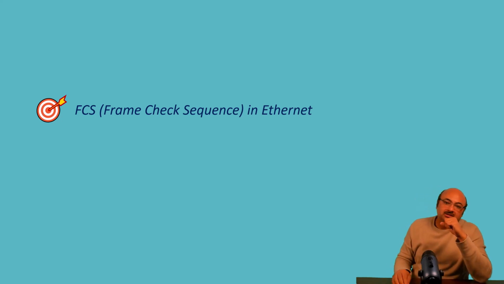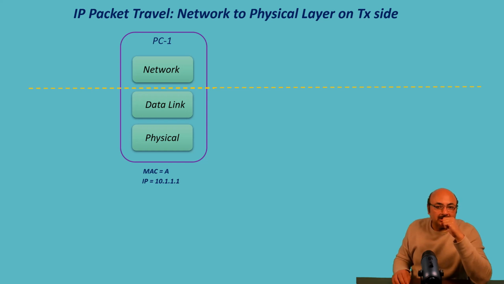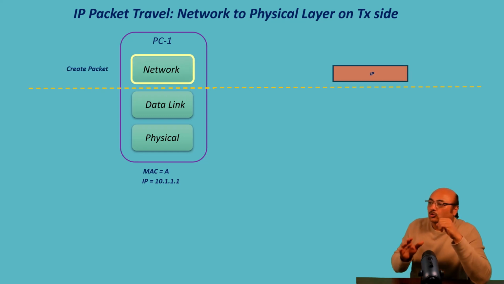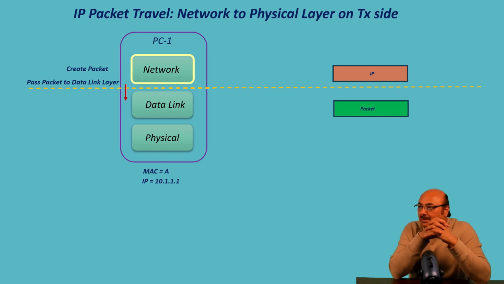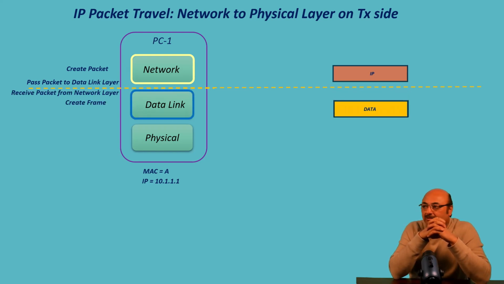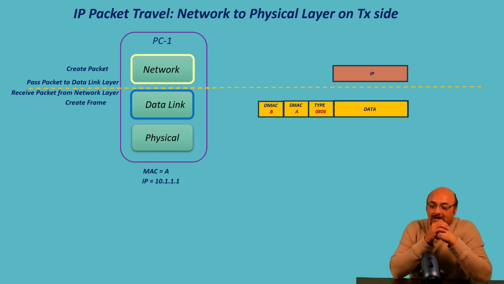Let me explain this concept using the same workflow that I have been using in the recent lessons. I will take an example of the IP protocol at the network layer. The IP protocol creates a packet and the packet is pushed down to the data link layer. The data link layer creates a frame. Here, what is depicted are the fields that we have learned so far: the DMAC, SMAC, type, and data. At this point, the data link layer at the transmit side calculates a checksum.